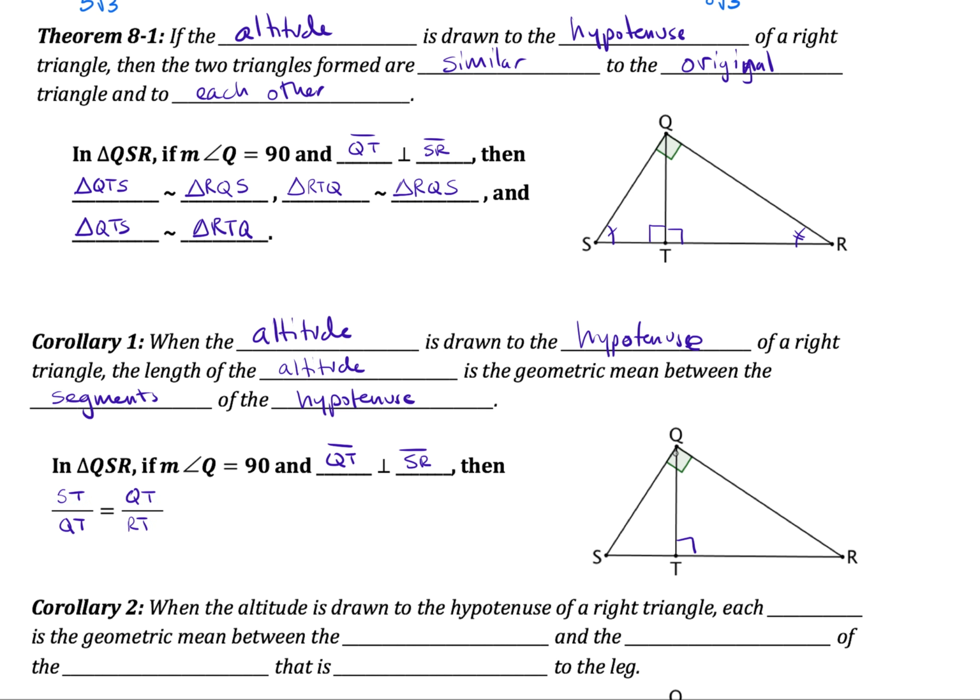So with this altitude dropping down from the right angle to the hypotenuse, I know that this proportion results. And it really comes from this idea that there are similar triangles that get formed when you drop that altitude down from the right angle to the hypotenuse. This is just one of the proportions that ends up coming from all of this stuff from Theorem 8-1. So that's corollary 1, that the altitude will be the geometric mean between the segments of the hypotenuse.